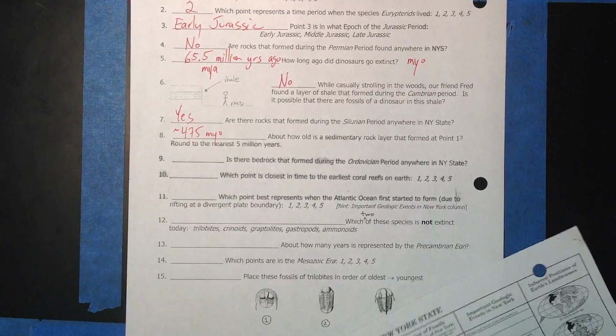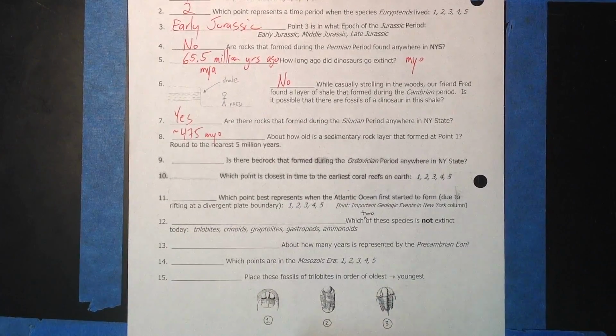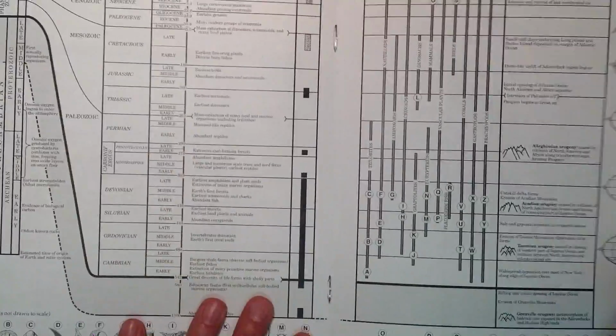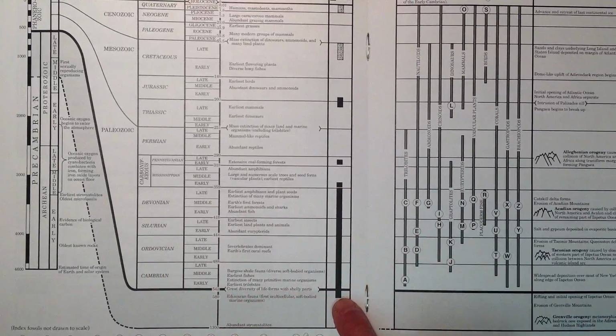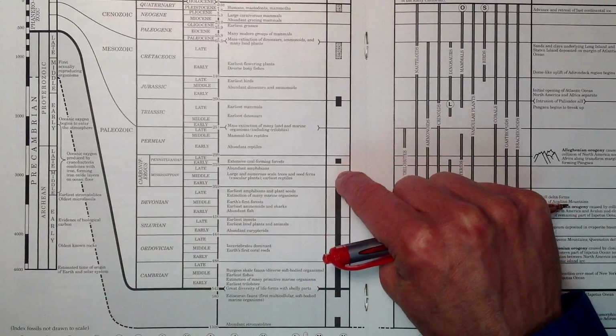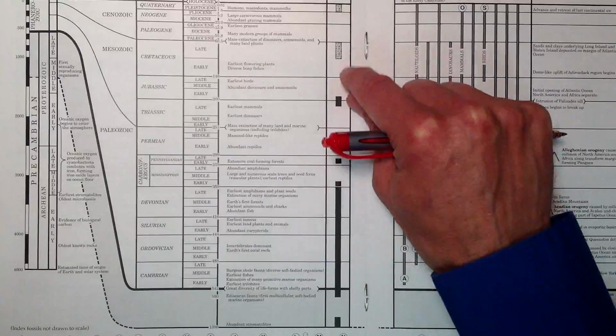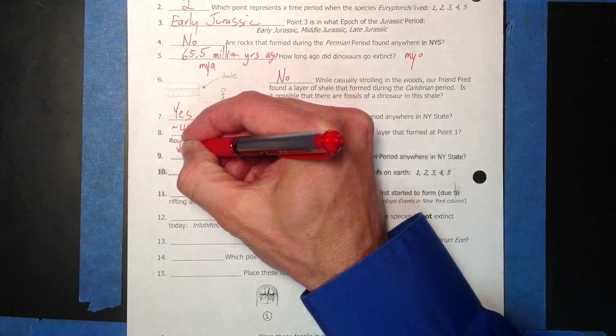9. Is there bedrock that formed during the Ordovician period in New York State? Here we are again, Ordovician period. So we're back to the same New York State rock record. Ordovician period is here. And the answer is yes. There's rock in New York State of all this time frame. A gap here, a little bit here, none here. So the answer to that one is yes.